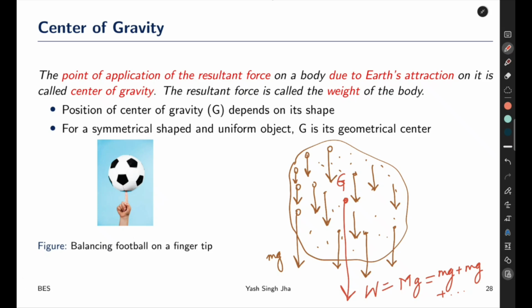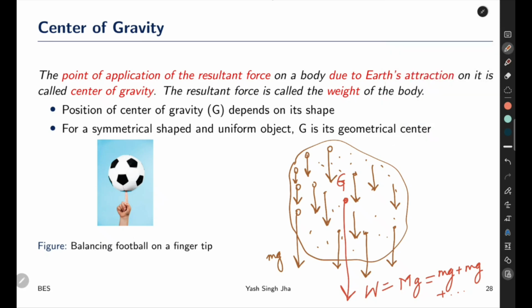Yes, so it can also be defined as a point in the body, a point of the object wherein if placed there, there is no resultant gravitational torque. It's a delicate thing to understand. It's a point about which, if the object is kept there, there is no resultant gravitational torque. If you're able to understand it, good. Not able to understand it, no issues. Let's understand it deeper.